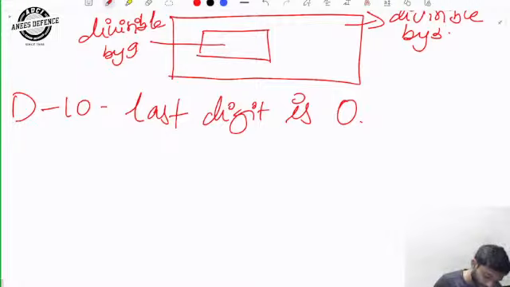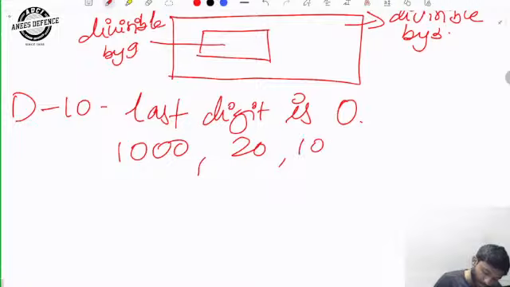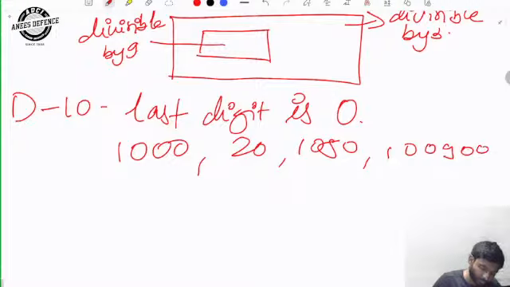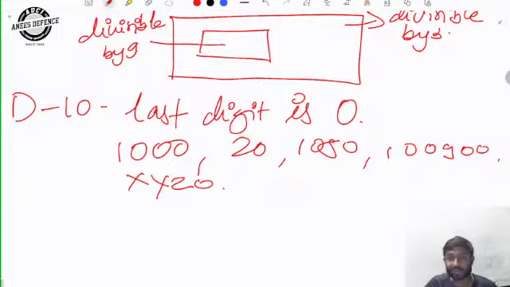Okay? Example, obviously, any number x, y, z, 0. Okay? Also, this number is divisible by 10.